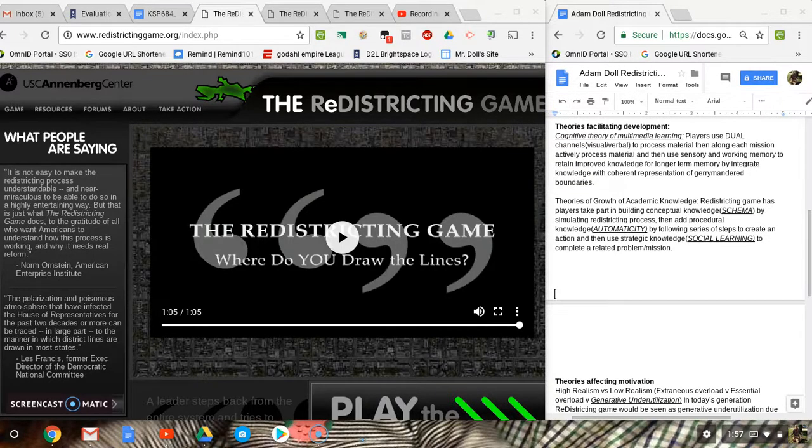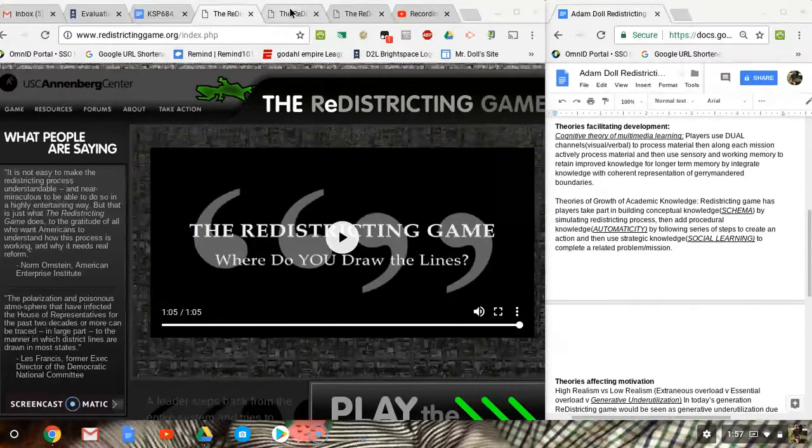And I found that this game likely has increased the cognitive theory of multimedia learning, where players use dual channels. It's improved their sensory and their growth. It also followed 3 theories known as schema, automaticity, and social learning, and it showed kids how to complete real-world problems and missions, and they did that by simulating how to draw boundaries, and they followed a series of steps.